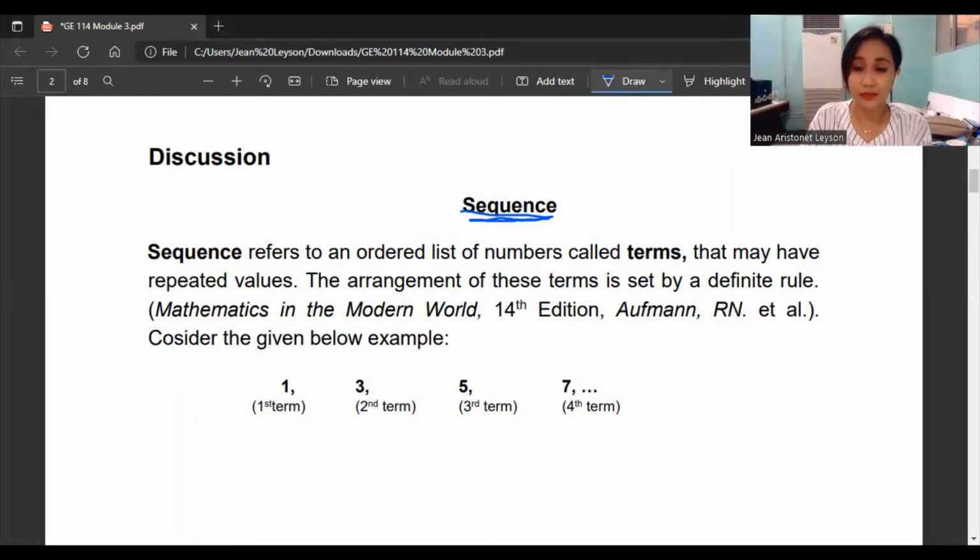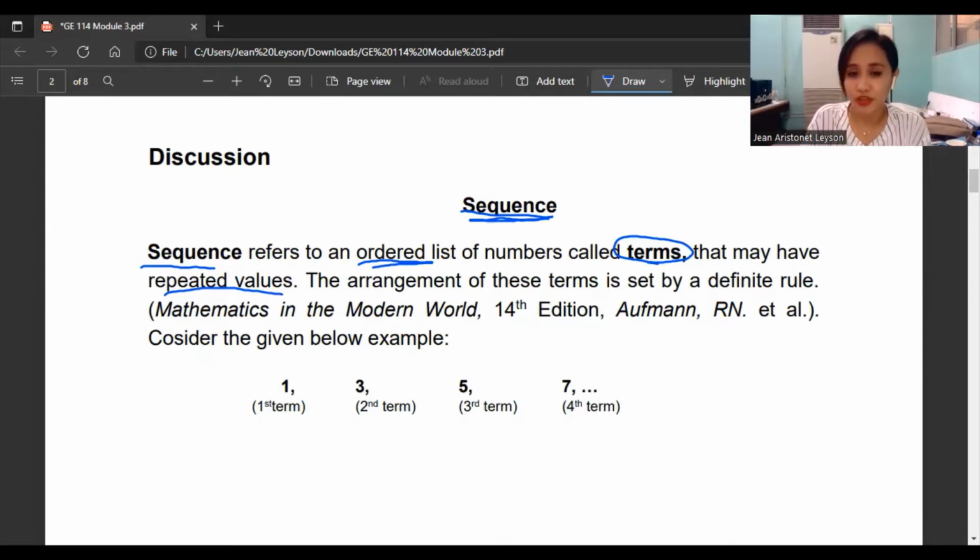So to start with, let me first define what a sequence is. A sequence refers to an ordered list of numbers called terms. Take note, these are not just merely numbers, but an ordered list of numbers, meaning there is a certain order to these numbers. The values may or may not be repeated depending on the order of the list.